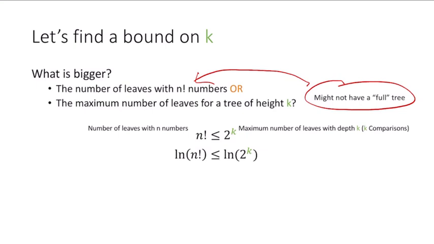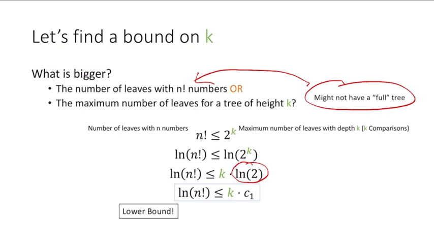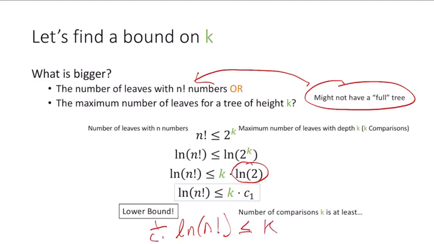So I'm going to take the natural log of both sides, and the reason I take the natural log and not the log base 2 will be apparent here as we go forward. So I've got k times natural log of 2 on the right hand side, and this thing here is a constant, so I'll just replace that with a constant, call it c1, and that's our quantity so far. That's our lower bound. And on the right hand side we have the number of comparisons. So I could say that k is always greater than or equal to 1 over c1 times the natural log of n factorial, and we could be done there.